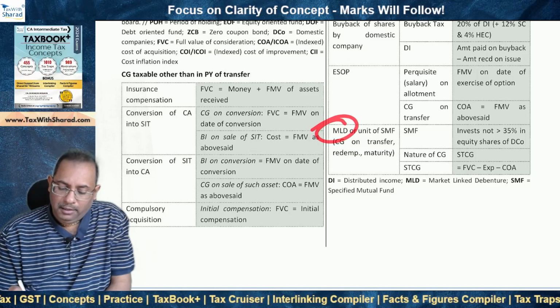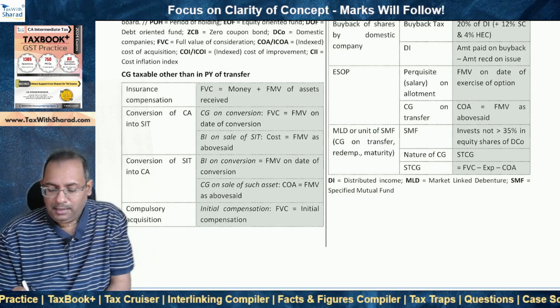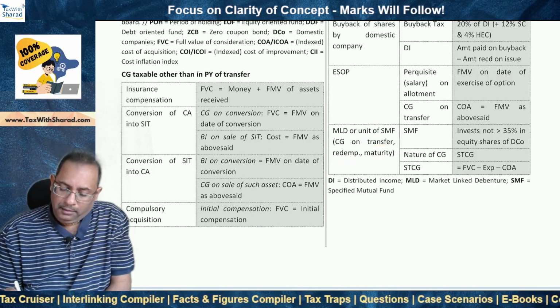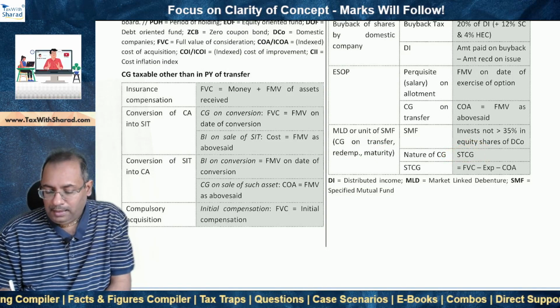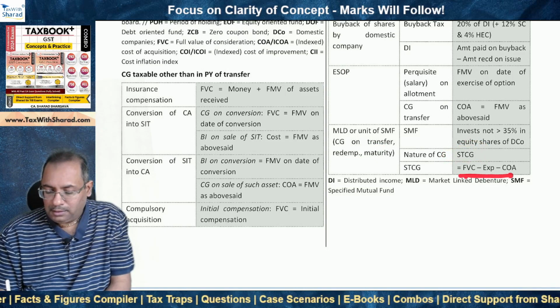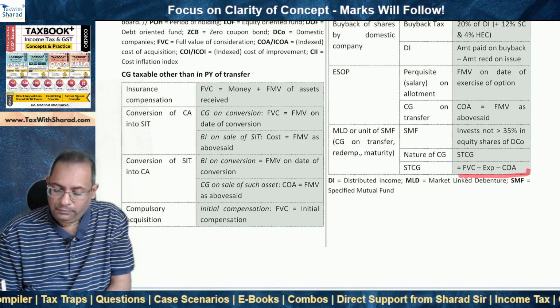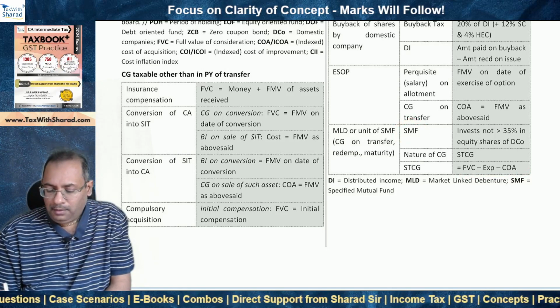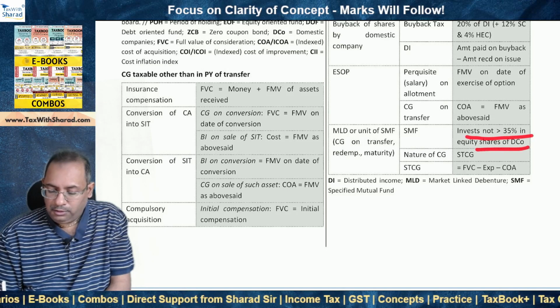Market linked debentures MLD or unit of specified mutual fund SMF. Capital gain arises on transfer, redemption, or maturity. And the nature of capital gain is always short-term capital gain, which is computed as full value of consideration minus expenditure on transfer minus cost of acquisition. And specified mutual fund basically is a fund which invests not more than 35% in equity shares of domestic company.